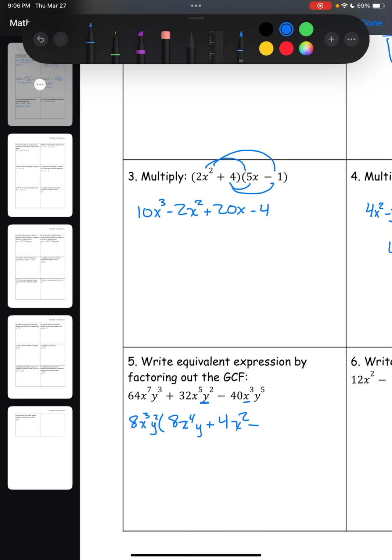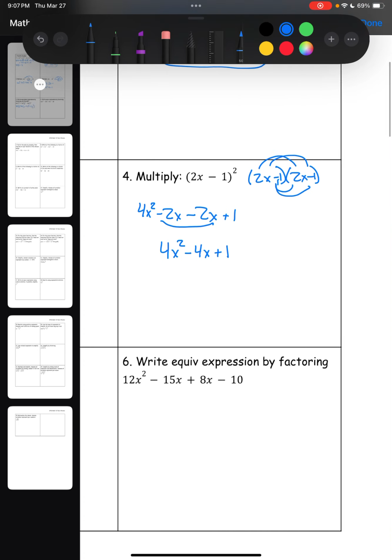Taking 8 out of negative 40 is actually going to be a negative 5. X to the 3rd, we're taking that out, so it's not even there anymore. And then our y to the 5th is 5 minus 2, y to the 3rd. And that's all you're pretty much needing to do for number 5.